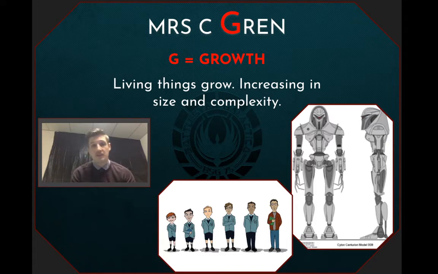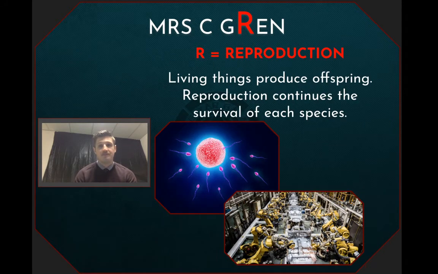Whereas with a Cylon, you'd have to upgrade and put new parts in. We don't put a new brain into our bodies every couple of years to upgrade. Our brain does it naturally. It grows, it develops by itself. So, growth. This is the first one the Cylons don't tick. But we do, so we are still on the path to being alive.